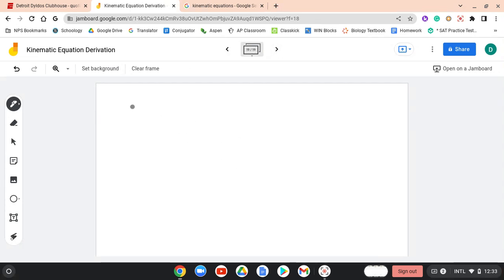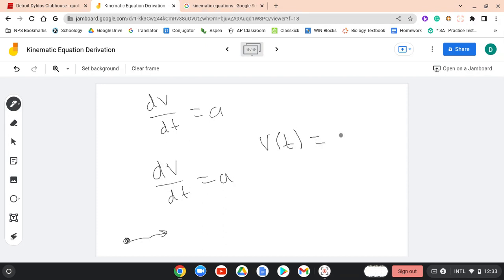First, let us remind ourselves that the rate of change of velocity is equal to acceleration. So in our example, the rate of change of velocity is going to be equal to whatever our acceleration value is. The derivative of velocity is equal to a, which means our velocity function is going to have to look like this: a times t plus some random number. I'll explain what that random number is in just a second.